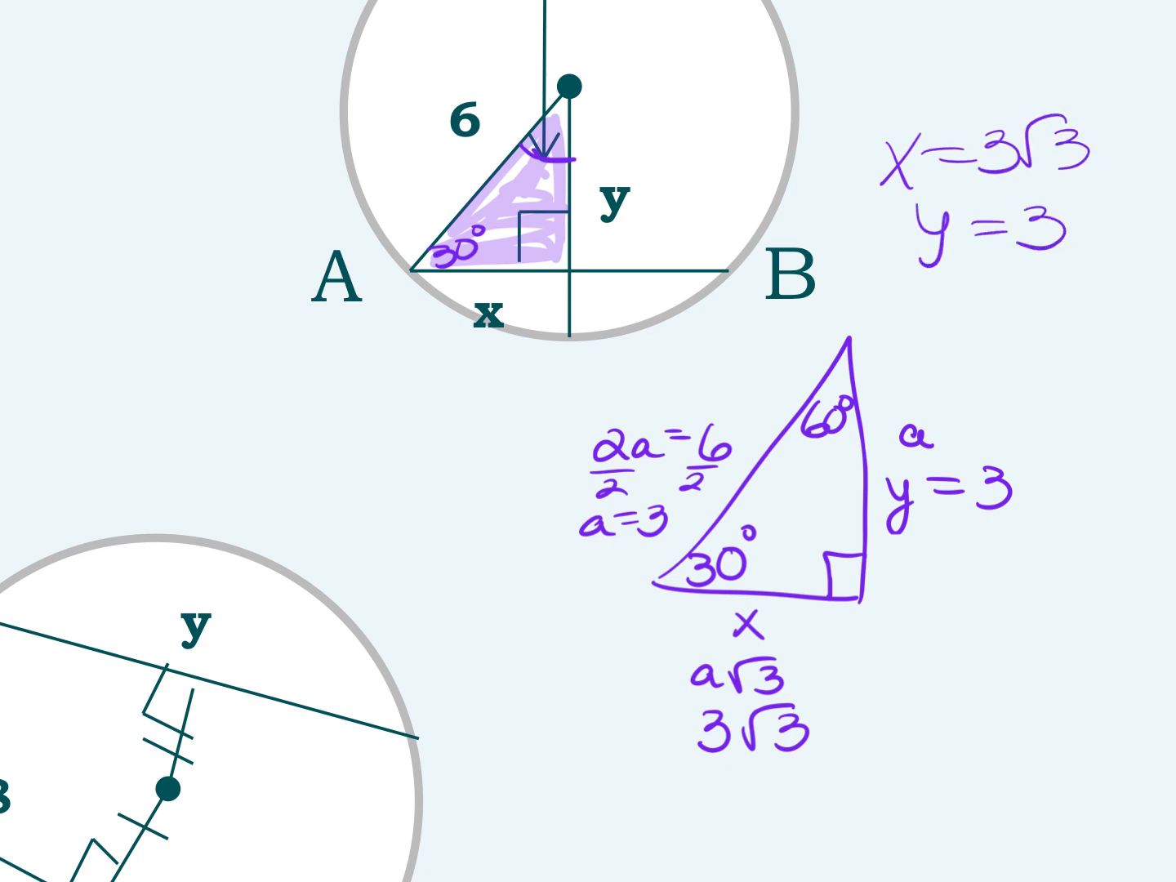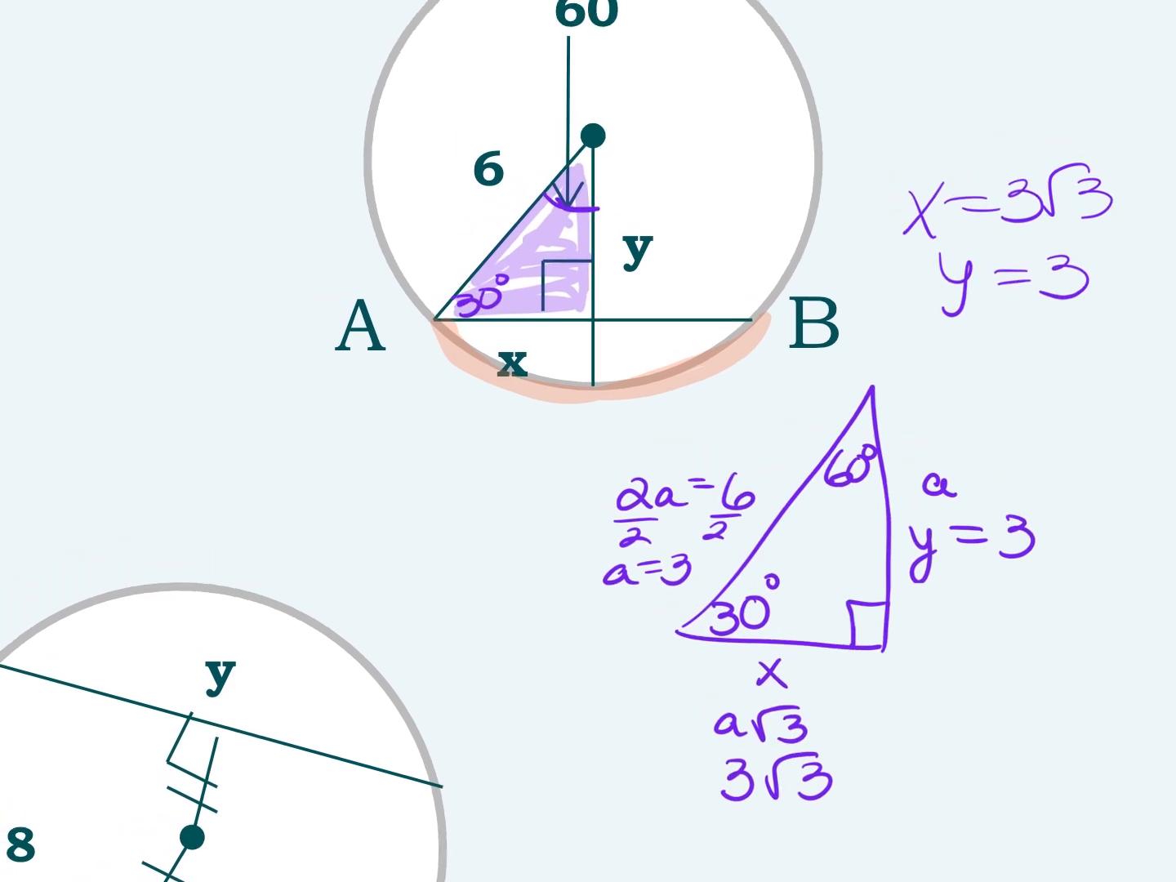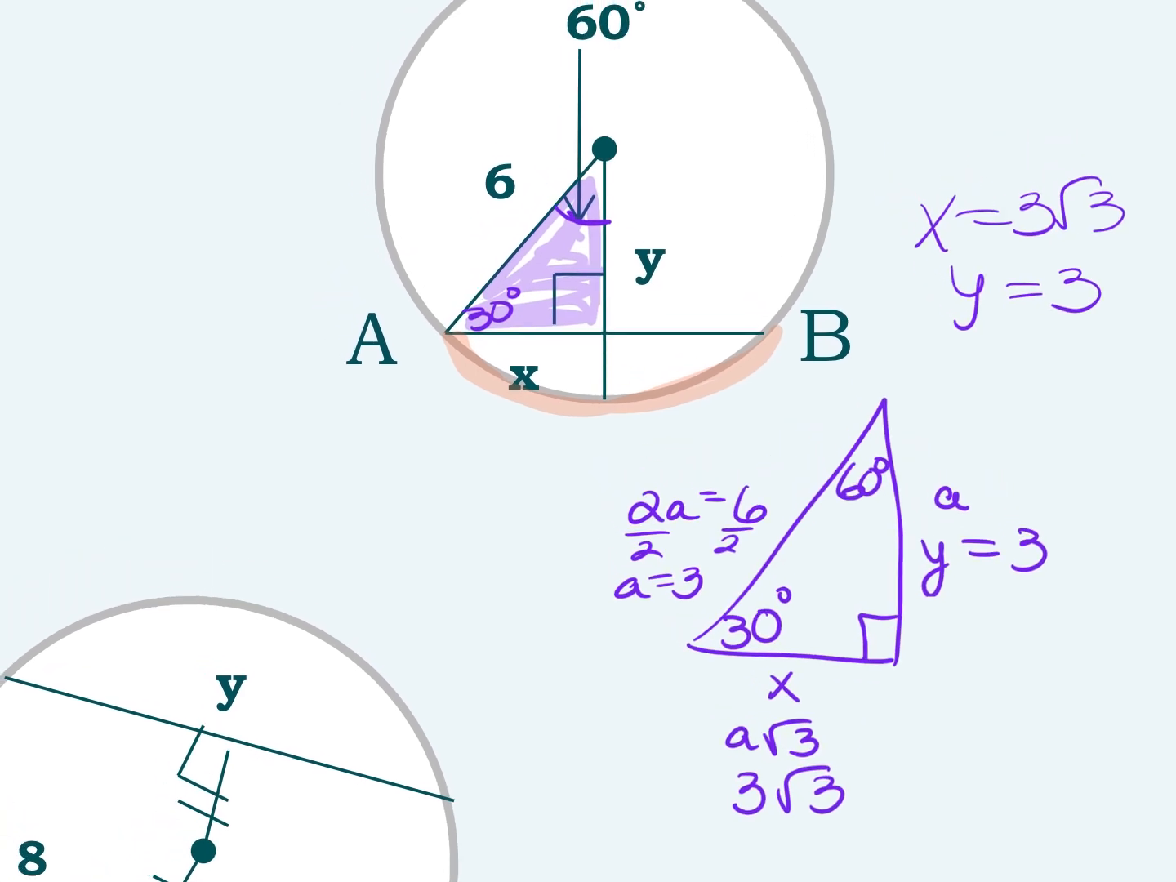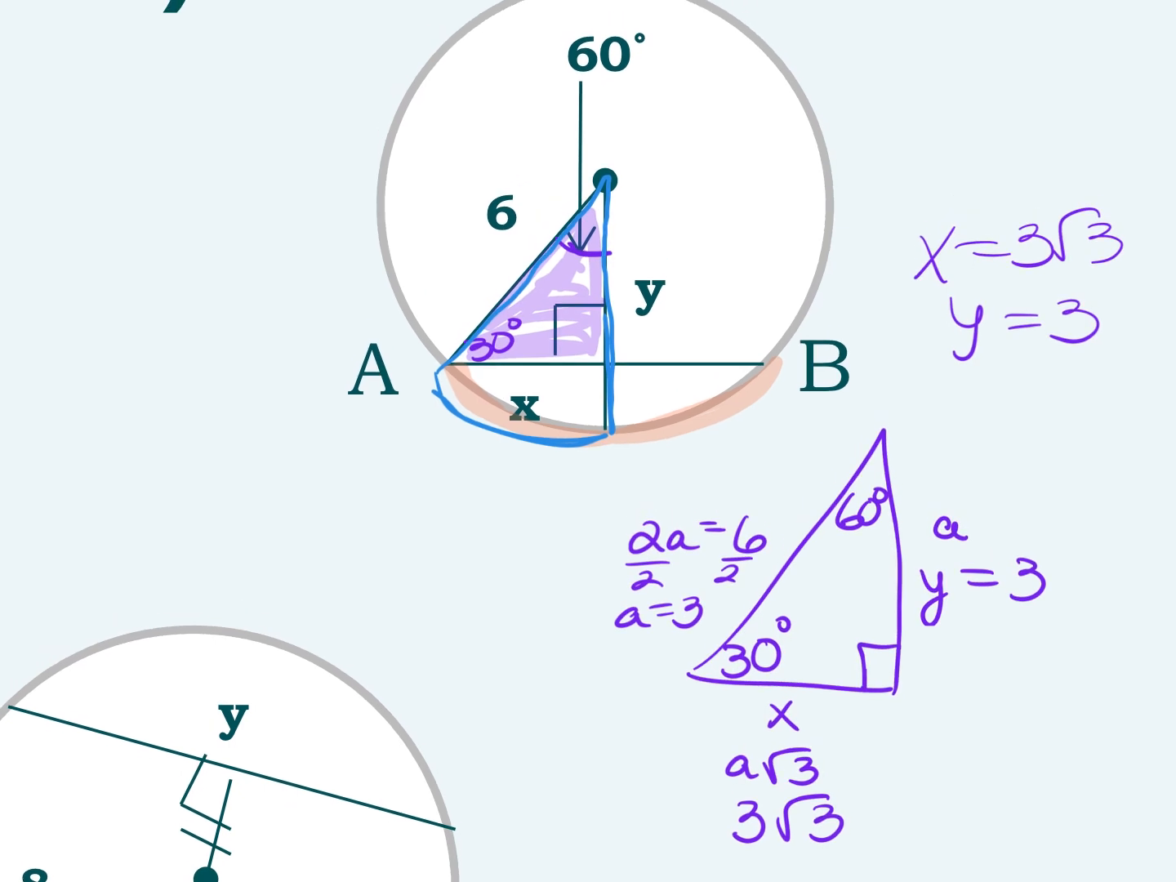Now it also wants me to find the measurement of arc AB here. Now remember, we learned that the measure of a central angle is the same as the measure of its intercepted arc. So if I trace over the 60-degree angle, this is its intercepted arc. So if this central angle here is 60, so is this arc.